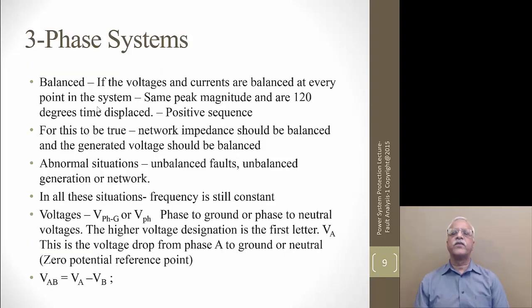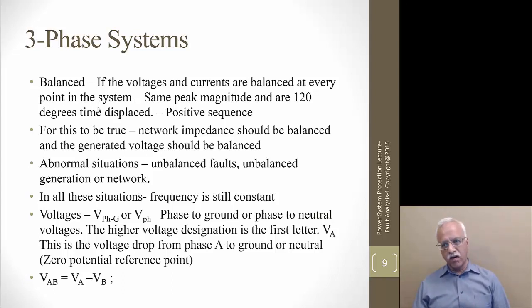In a three-phase system, if the voltages and currents are balanced at every point in the system, they have the same peak and they are 120 degrees apart. Now, VB has the same magnitude as VA, but it is 120 degrees lagging VA. Then similarly VC, and we call this a positive sequence, and it is called a balanced system. For this to be true, it is important to know that the network impedance must be perfectly balanced, and the generation voltages must also be balanced. Typically, generated voltage will be balanced, but the network may not be a balanced network. We will talk about it later.